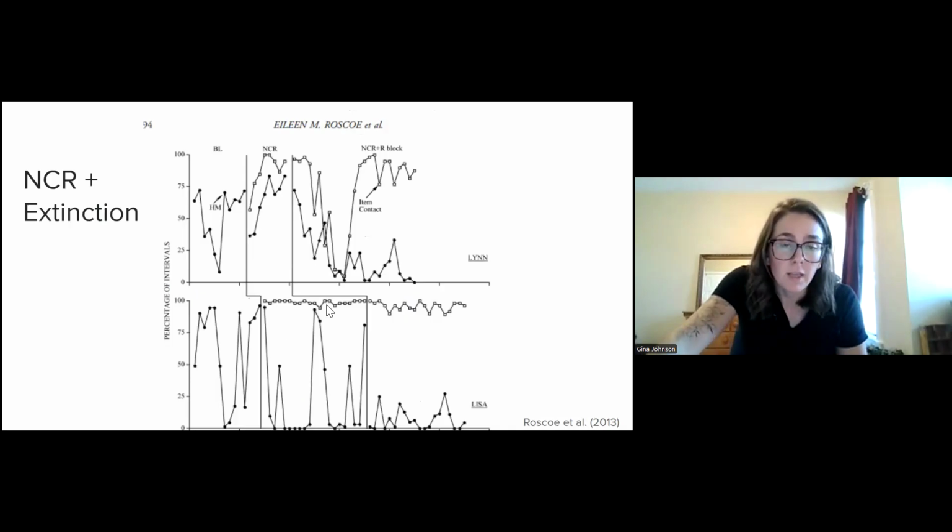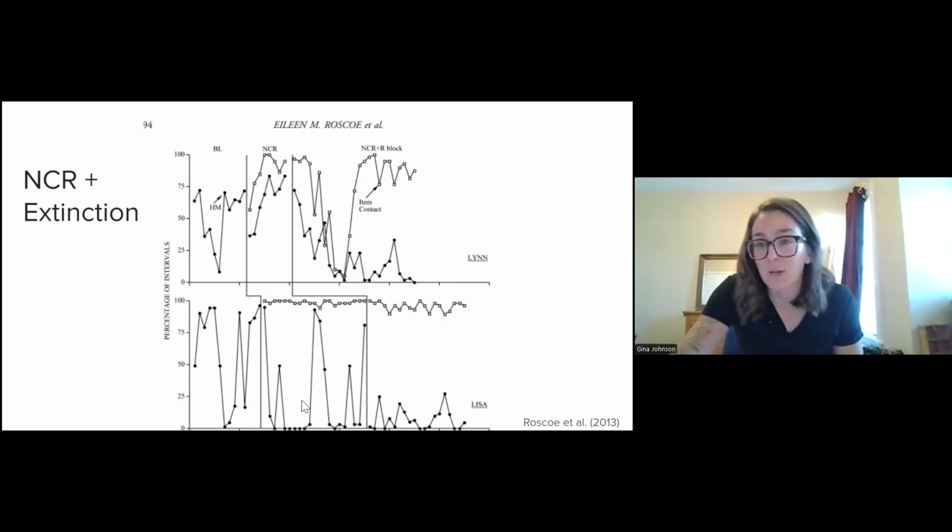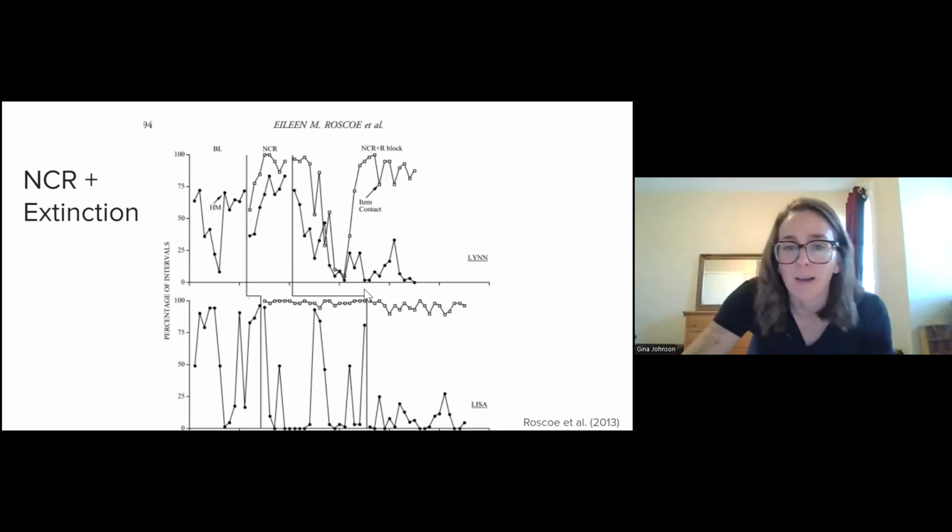Okay. So here are 2 instances where NCR is implemented right here after baseline the same way, but you see they're interacting with the items, but the hand mouthing here, these solid dots, either does not decrease very much at all, or it's super variable, like with Lisa, right? It didn't drop to 0. This looked promising, darn it, here we go, but it pops back up.